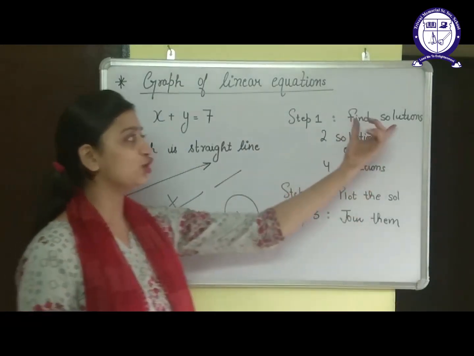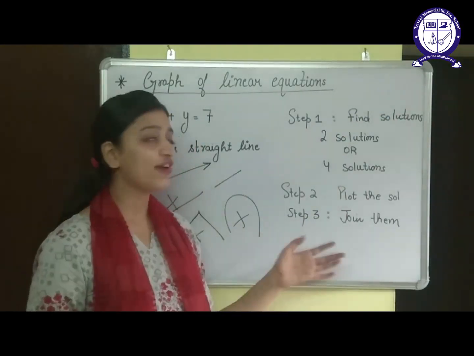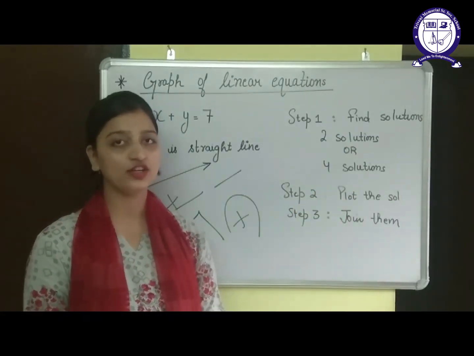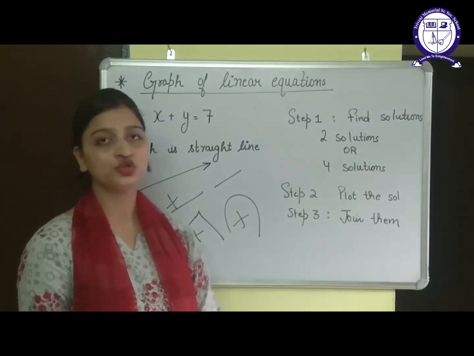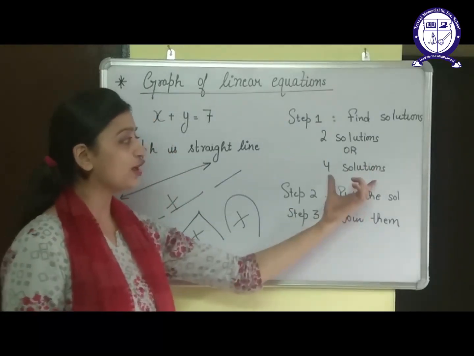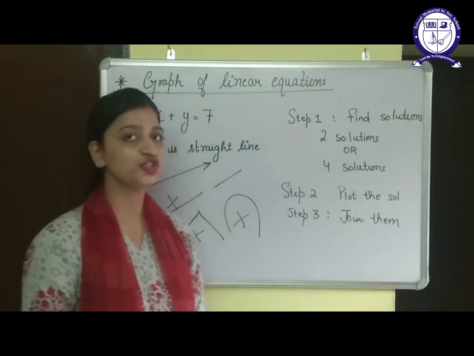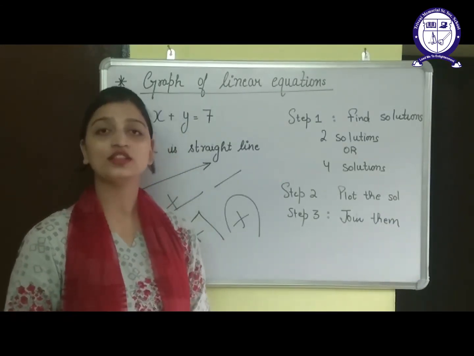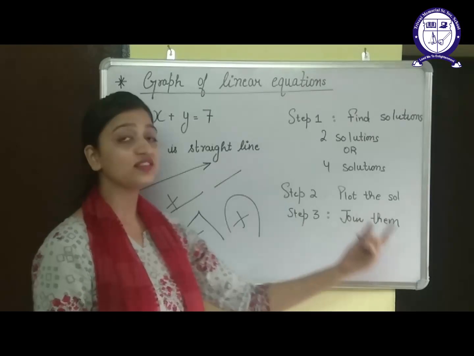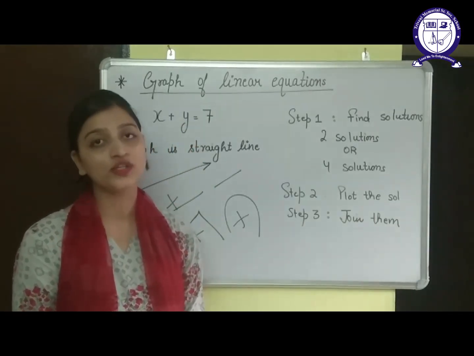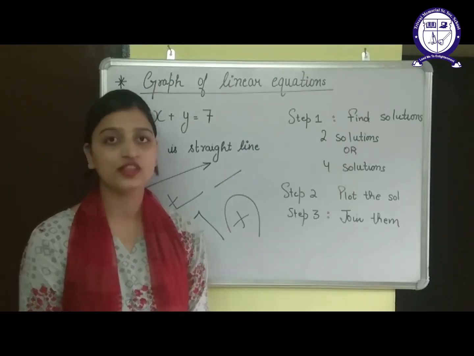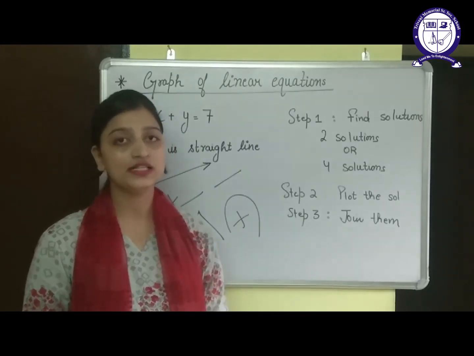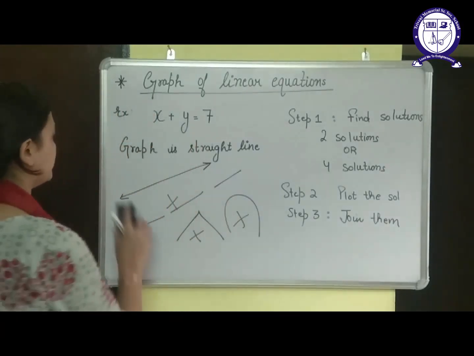First one, find the solutions. How many solutions? You can find as much as you want, but I prefer to find 2 solutions only. I will do a question and you will see which 2 solutions I am finding, and you can also find 4 solutions as per your choice. Now step 2 is plot the solution. We will plot the solution on the coordinate system because we know that the solutions are always in the form of coordinates. So obviously we will plot them in the coordinate system. And the third one is join them, and we will join all these points. So let's do this question.